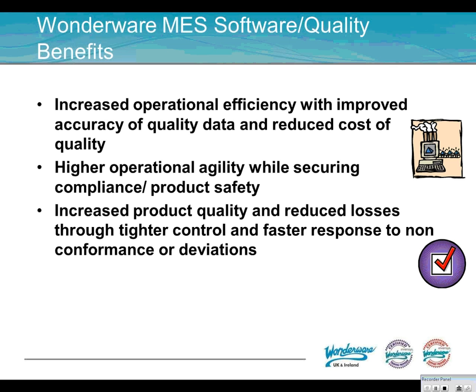And finally, it's all about improving the product quality of the products that you're manufacturing. Additionally, trying to reduce losses through having a tighter control of your quality system and be able to respond quickly to non-conformances or deviations so that operators can take the necessary actions to correct any of those non-conformances or deviations.